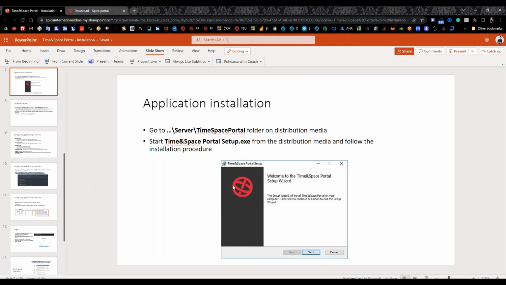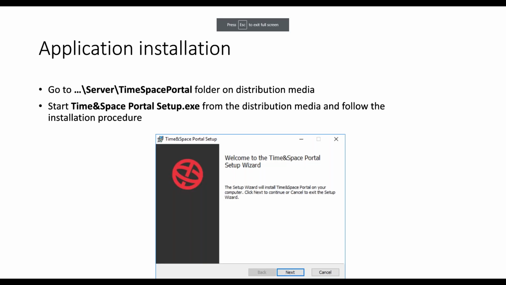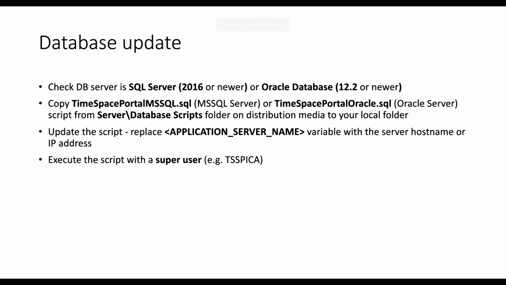Okay, so the next step which I need to do in my installation is to update the database. As I mentioned at the start, you need to check before upgrading the database that your database server is at least 2016 for SQL Server and 12.2 for Oracle database. This database upgrade must be done manually, so it's not part of this standard Time and Space installation wizard.